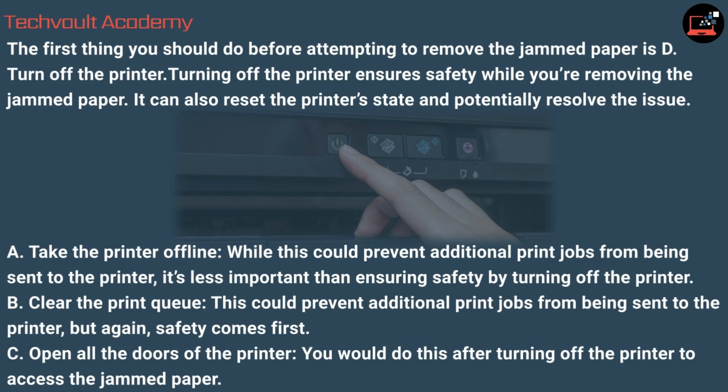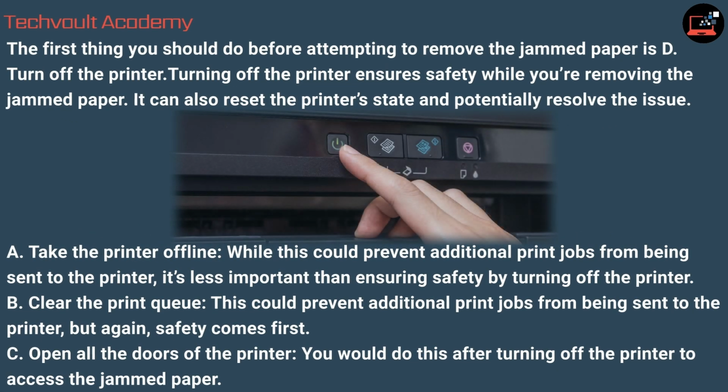The first thing you should do before attempting to remove the jammed paper is D. Turn off the printer. Turning off the printer ensures safety while you're removing the jammed paper. It can also reset the printer's state and potentially resolve the issue. A. Take the printer offline. While this could prevent additional print jobs from being sent to the printer, it's less important than ensuring safety by turning off the printer. B. Clear the print queue. This could prevent additional print jobs from being sent to the printer, but again, safety comes first. C. Open all the doors of the printer. You would do this after turning off the printer to access the jammed paper.